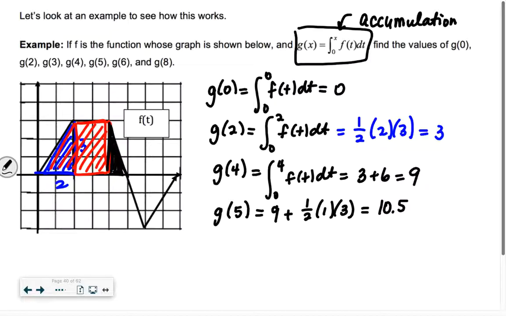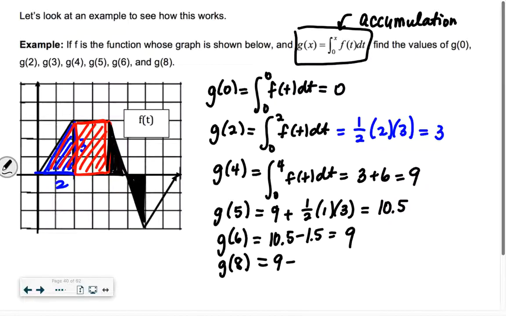Do you see how this works? What do you think g of 6 is? Subtract this as well. Do you see how those were the same? It's also 1.5. So I take that 10.5 and go backwards by 1.5, and I'm back at 9. It's like a rate graph, he's saying. If you're losing inches per day or inches per minute, that's what's happening. So g of 8, we're losing some more. This is 1/2, base is 2, height is 3. So we're back at 6.